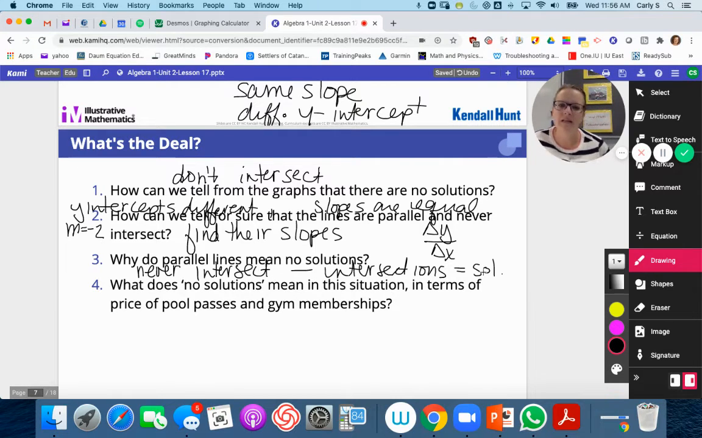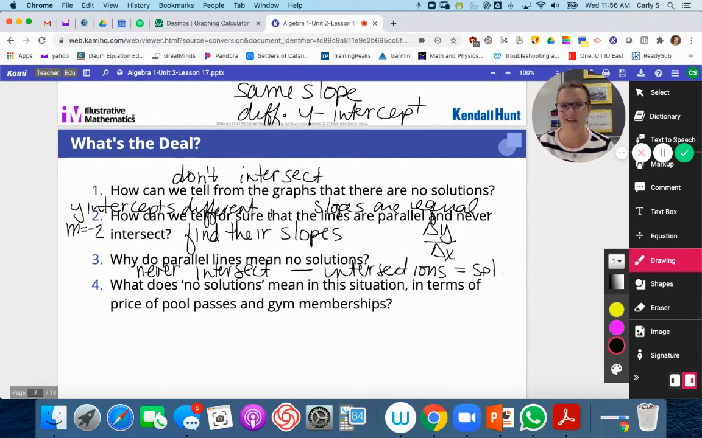What does no solutions mean in this situation in terms of price of pool passes and gym memberships? The price for the pool passes and for the gym memberships are different for the two purchases. Maybe the second purchase, they got a deal. Maybe the first purchase, they got a deal because it was the first day, first come, first serve.